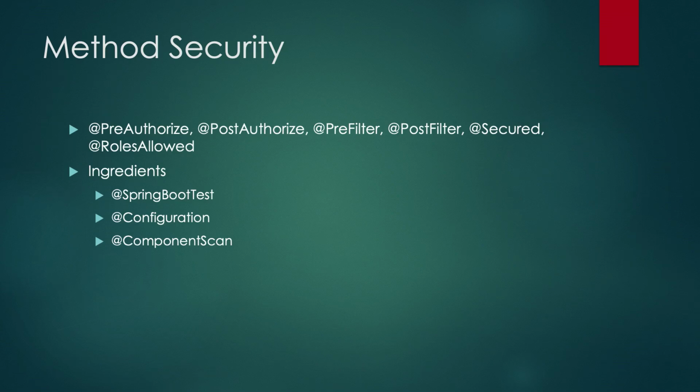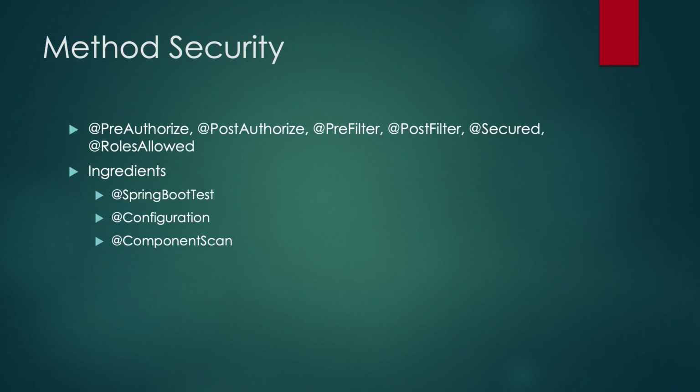Okay, so the first one I want to show you is method security. Method security is when you have @PreAuthorize, @PostAuthorize, @PreFilter, @PostFilter, @Secured, @RolesAllowed, all of these security annotations that you add on your methods to say whether or not you want to allow an invocation to go through based on some condition.